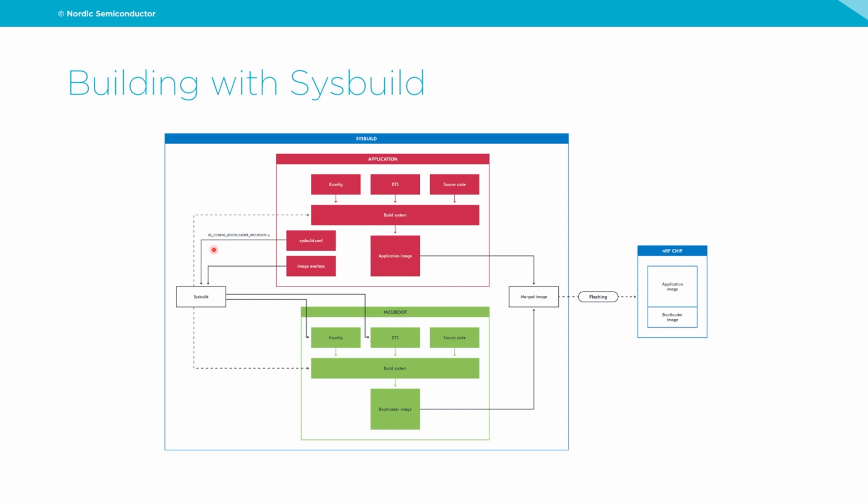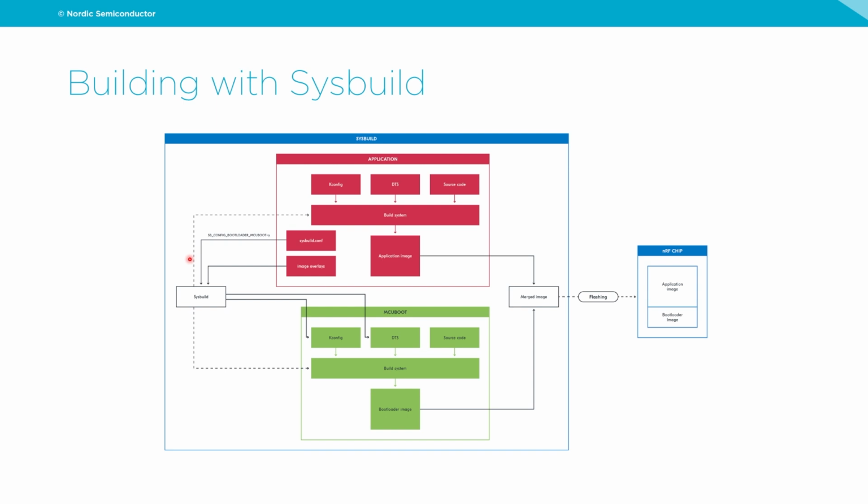So the current multi-image parent-child image system, which was a Nordic specific implementation, also had challenges, and there were slightly different file structures. And then, for example, the Kconfig option to add a bootloader, CONFIG_BOOTLOADER_MCUBOOT, was inside the application configuration project file, so the prj.conf file, which didn't make a lot of sense.